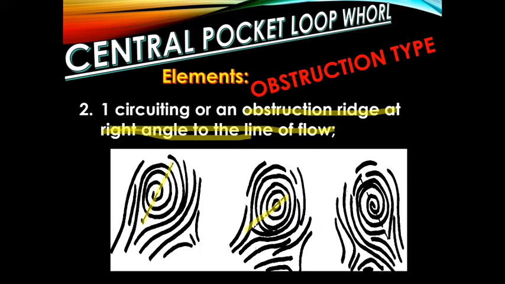We have here the inner delta. Here is the inner delta. Here is the inner delta on the next illustration. And this is the inner delta on the last illustration. And this is the center of the innermost recurving ridge or the circuiting ridge.